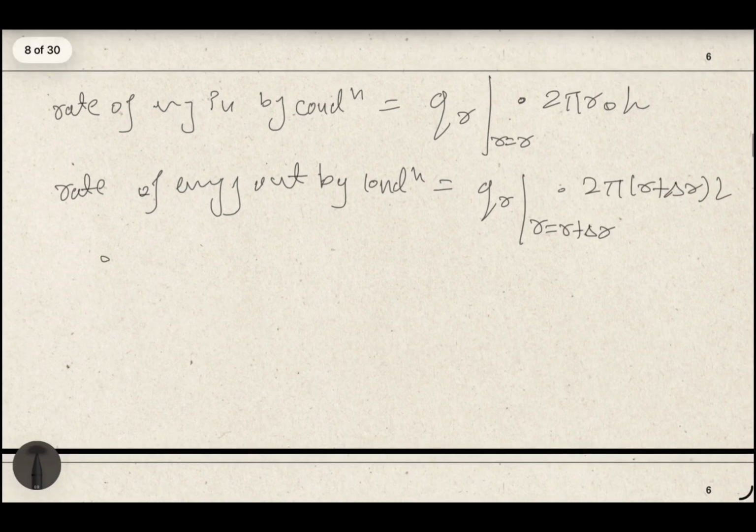And as it is given, the rate of heat generation is given as S_E into volume. This is per unit volume, heat generation per unit volume.